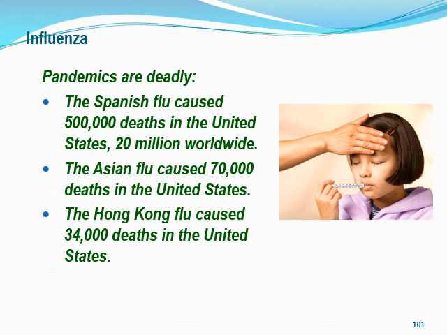So the Spanish flu caused 500,000 deaths in the United States and 20 million worldwide. We don't want to see that with COVID-19. That's why we're all locked in the house, right? The Asian flu caused 70,000 deaths in the United States, and the Hong Kong flu caused 34,000 deaths in the United States. And so we just don't want to see another reoccurrence of something like the Spanish flu.